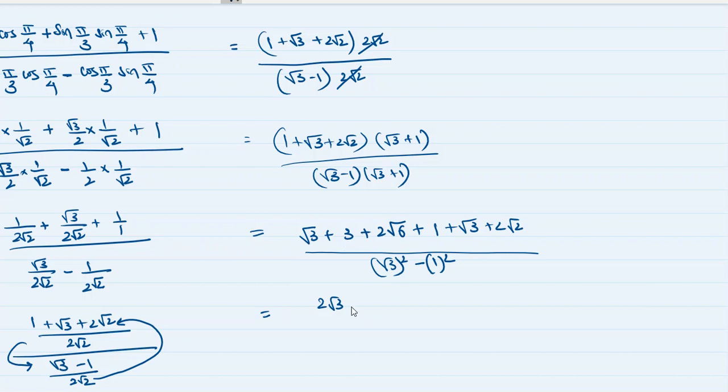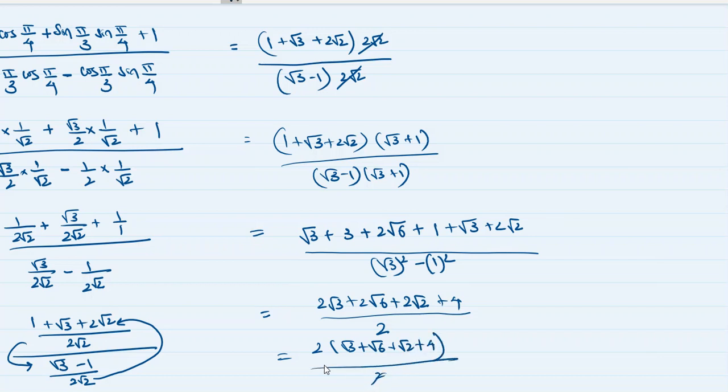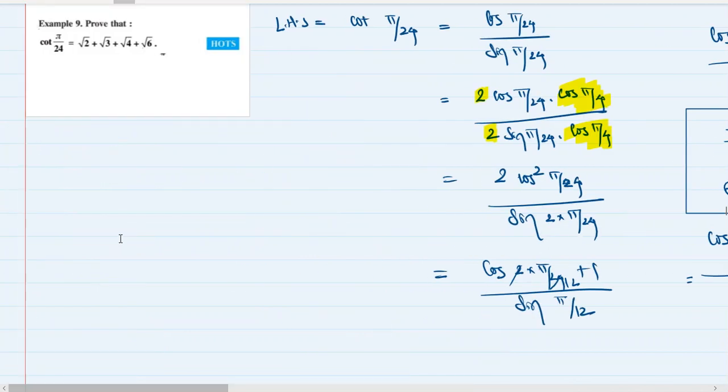We have plus 2√6, plus 2√2. We have 3 plus 1, 4. The whole upon root 3 square minus 1 square. Root 3 square is 3 minus 1, which is 2. So take out 2 common. We have root 3 plus root 6 plus root 2 plus 4, the whole upon 2. Actually, it is root 2 plus root 3 plus root 6 plus root 4. Root 4 is 2. So we get the same thing.